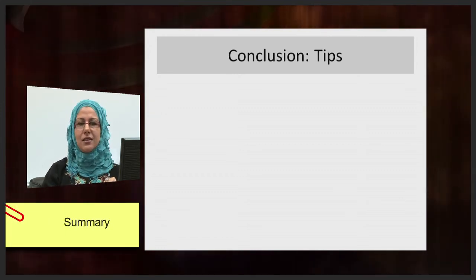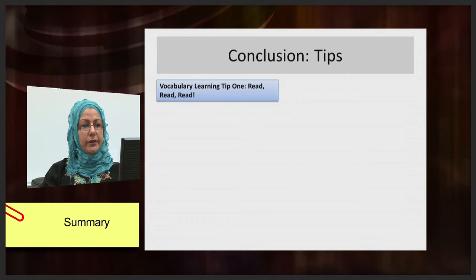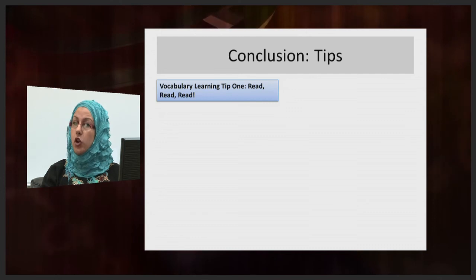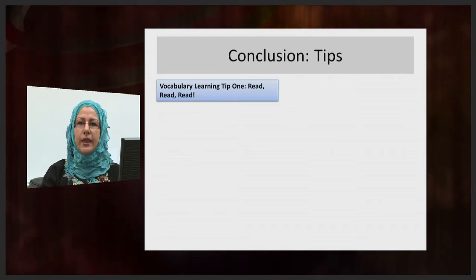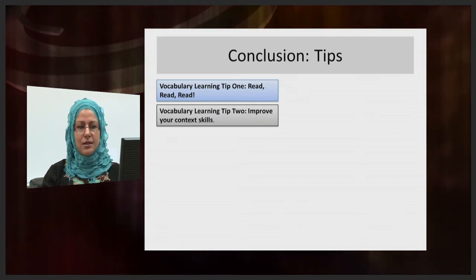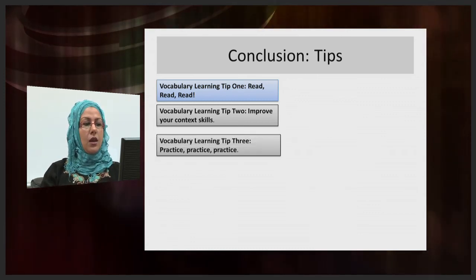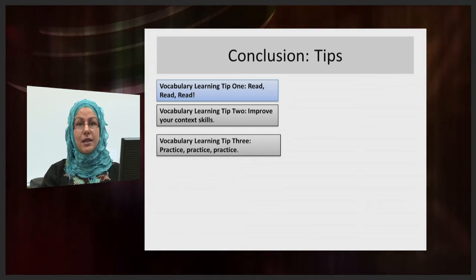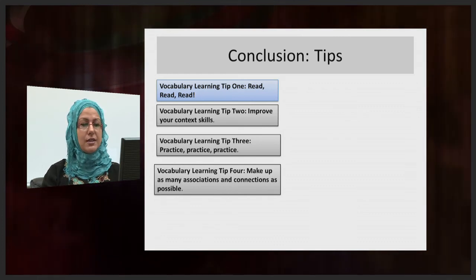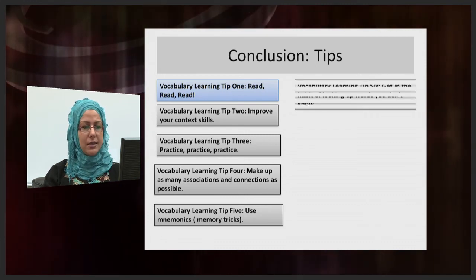Finally, I've got some tips for you. Vocabulary learning tip one, read, read, read, and read. You want to learn more vocabulary in a more effective way, you need to read. You need to see the vocabulary words in context. Two, improve your context skills, deducing words and meaning of the words from the context. Three, practice, practice, and practice. Four, make up as many associations and connections as possible. And five, use mnemonics, memory tricks.